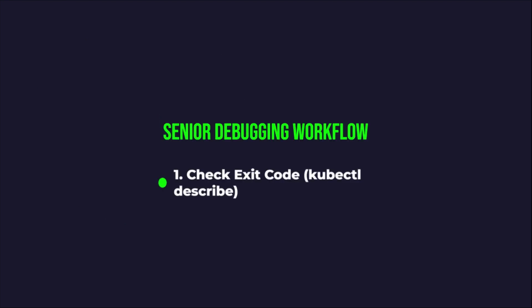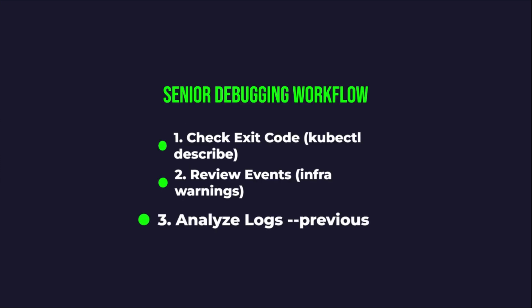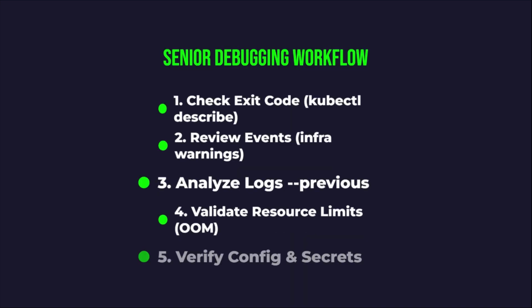A senior engineer approaches CLBO systematically. First, check the exit code and termination reason via kubectl describe. Second, review the event section for infrastructure warnings. Third, analyze previous logs for application exceptions. Fourth, validate resource limits against OOMKilled events. Fifth, confirm ConfigMap and secret injection integrity.